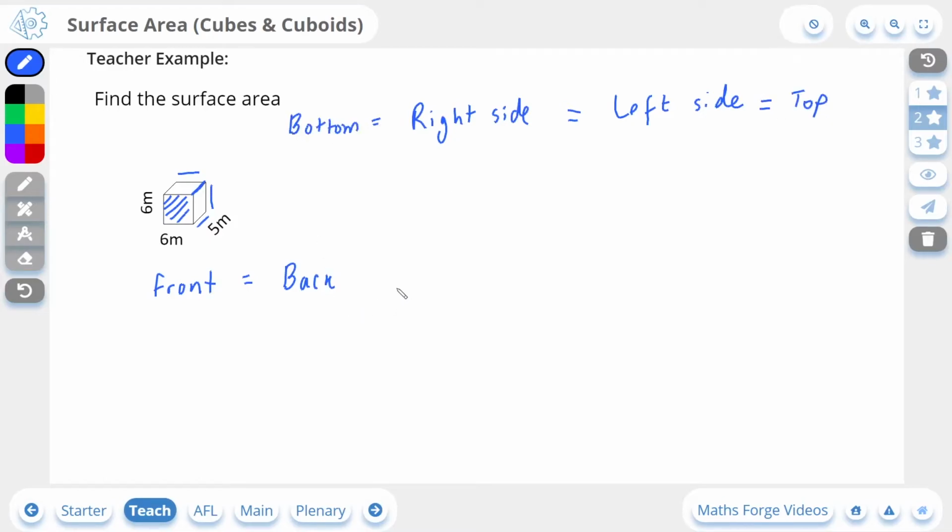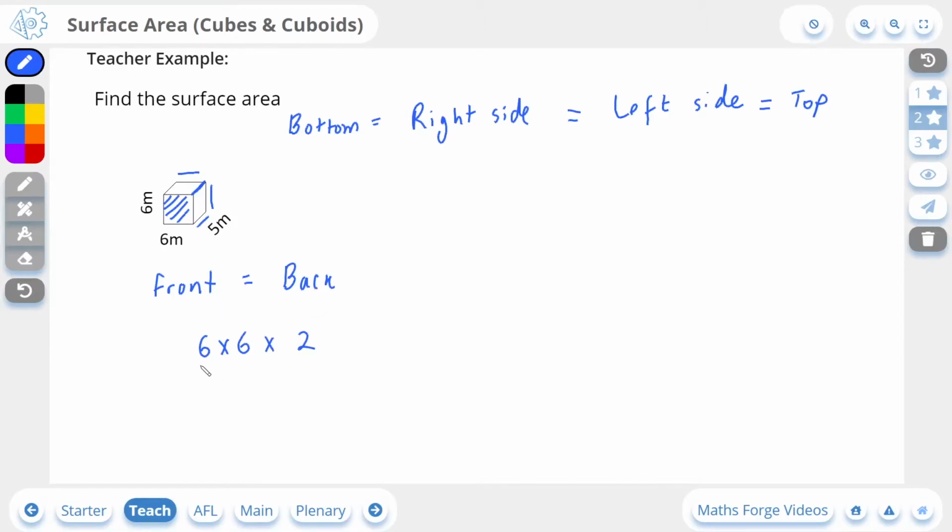And what this allows us to do is to really simplify the calculations to get the total surface area of the shape. So the first thing I'm going to do is find the area of the front face, and that's going to be 6 times 6. I'm now going to double this since there's 2 faces with the same area, front and back.